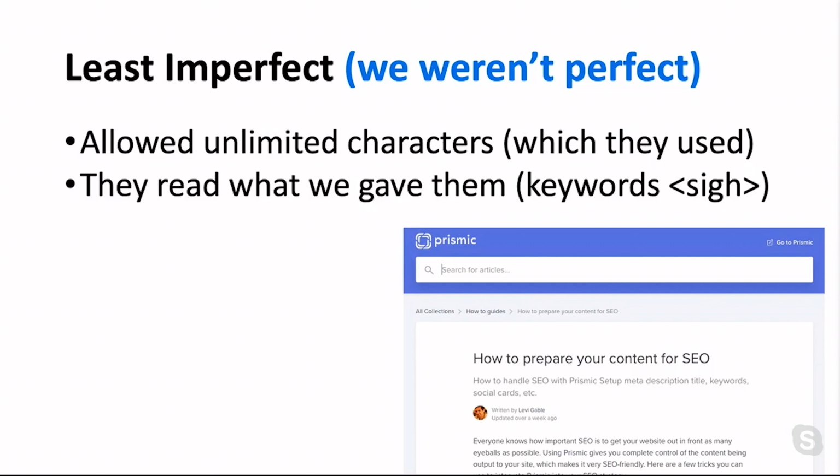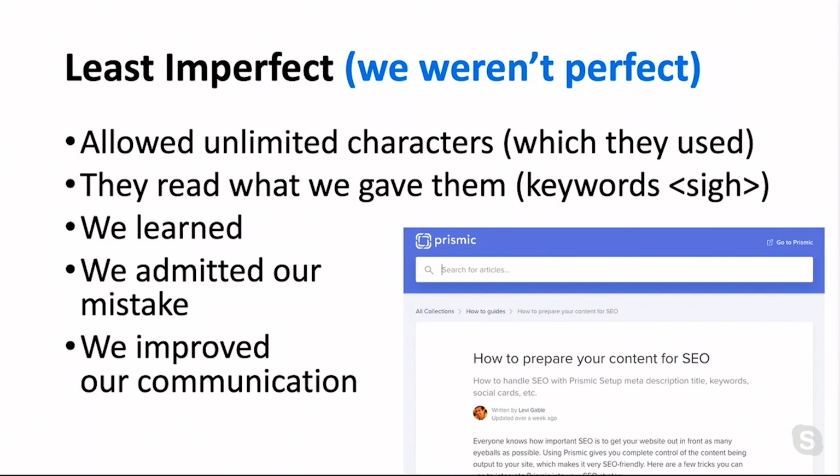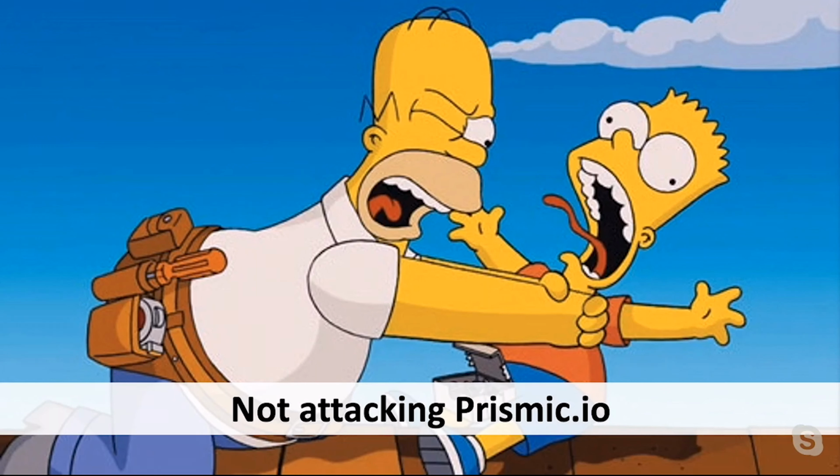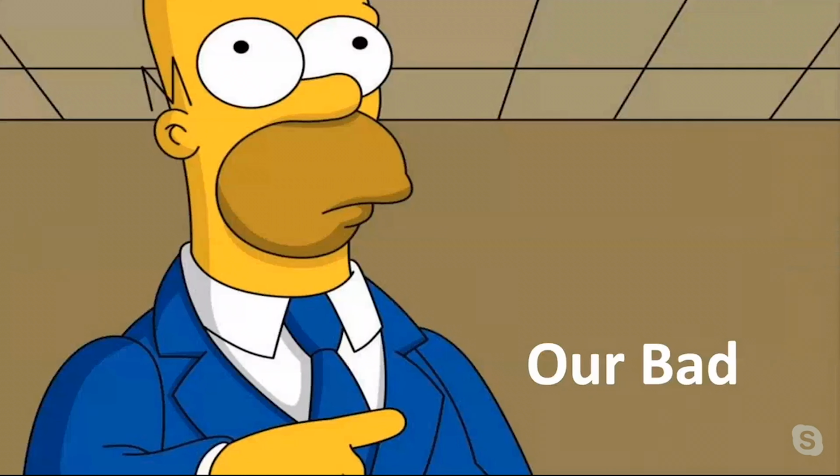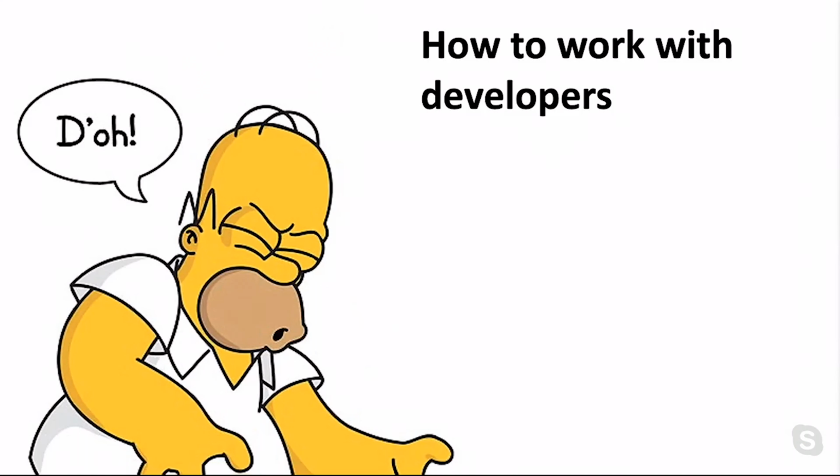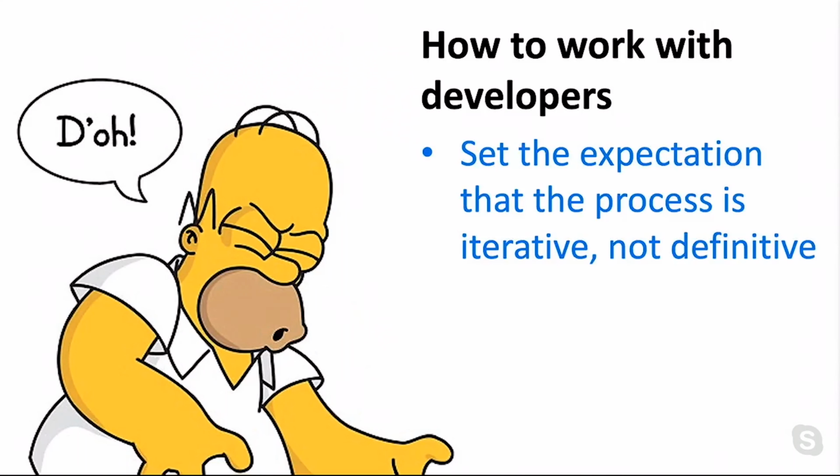They read what they gave them and included things like keywords. So then we got lots of questions around what keywords should we use. And as any SEO knows, keywords are not a very important aspect of it. And spending time explaining why keywords are an aspect took more time than actually telling them not to put that field in. We learned, we admitted our mistake, we improved our communication. Now, once again, I'm not attacking Prismic.io. This was our bad. This was our bad in not understanding just how literal developers can be. So we set the expectation.